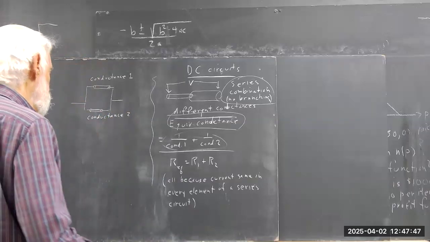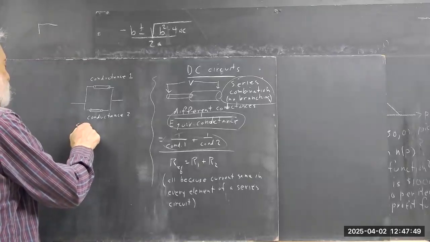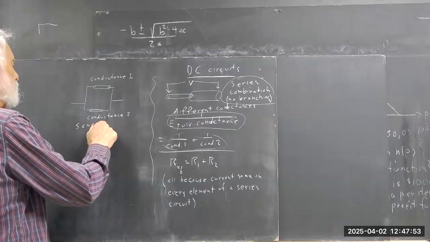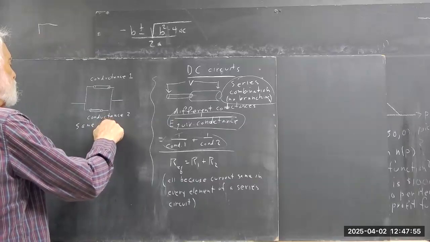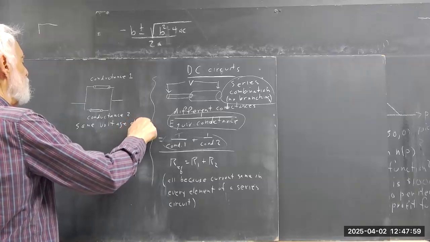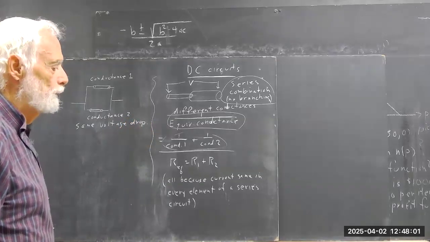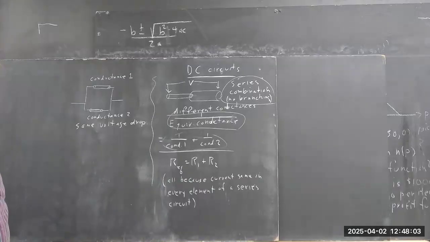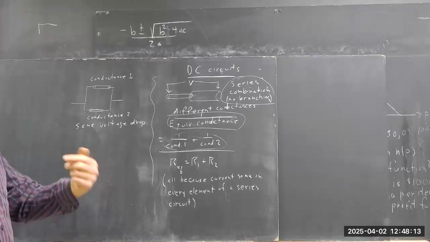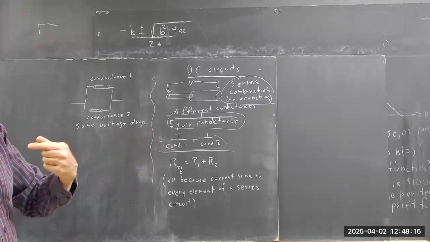Conductance 1 and conductance 2, and you have the same... talk about voltage drop, because the electric field is in the direction of voltage drop. The gradient is in the direction of voltage increase.